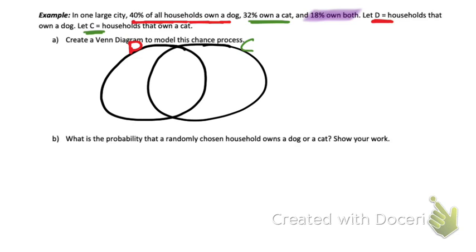When you do a Venn diagram, you should start on the inner part and go out. What percent goes here in the middle? That's 18%. Now, how can I write the statistical notation for that section? D and C. This is D and C. These are people who have a dog and a cat.